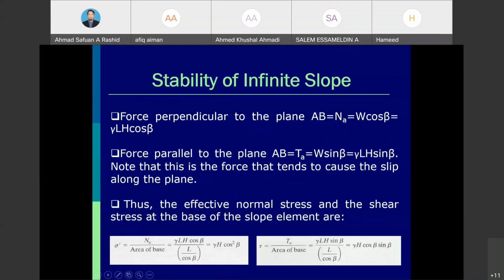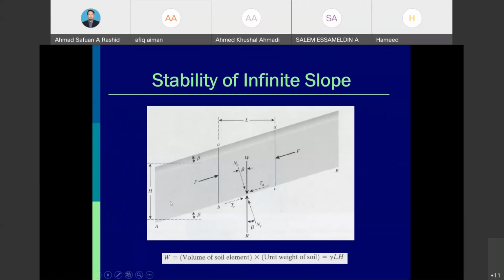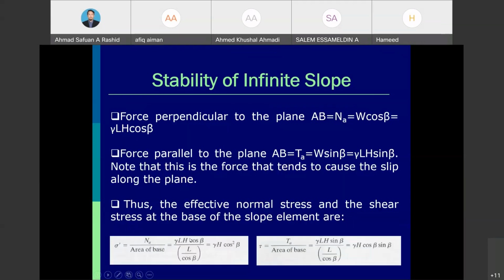So the effective normal stress and the shear stress at the base of the slope element are as follows. So Na divided by the area of the base, which is the L. The L, actually, the length is not the length of the base, so they need to get this actual length. Then from there you get L cos beta.